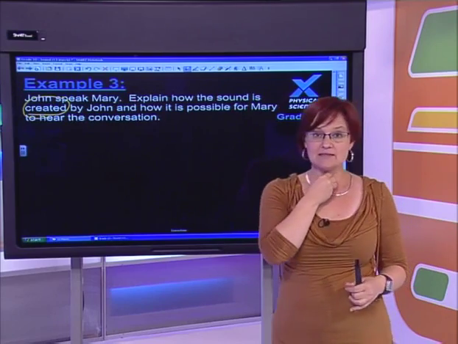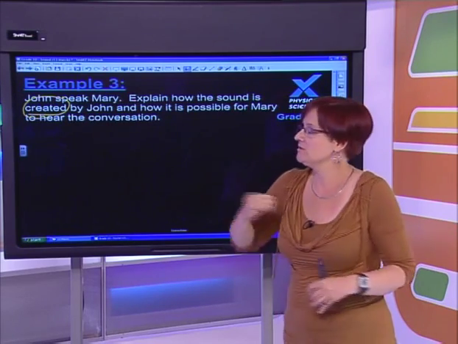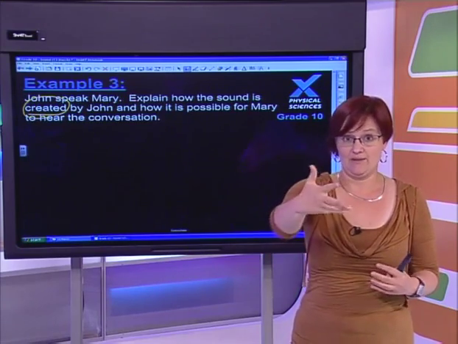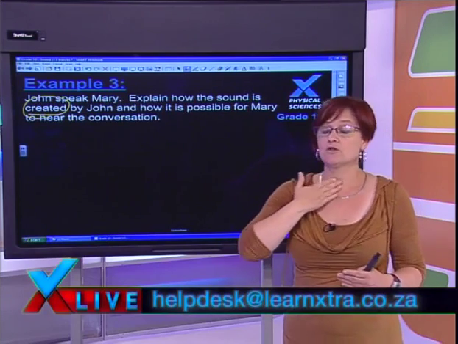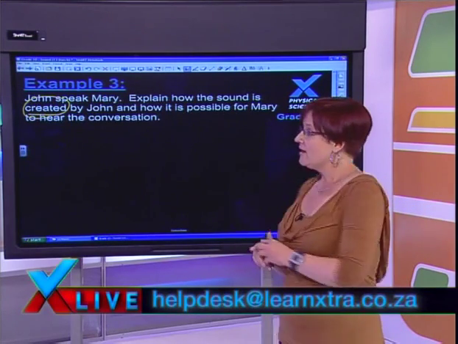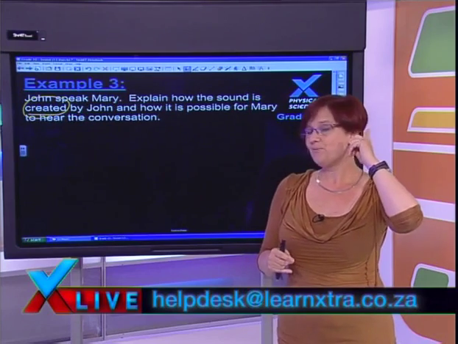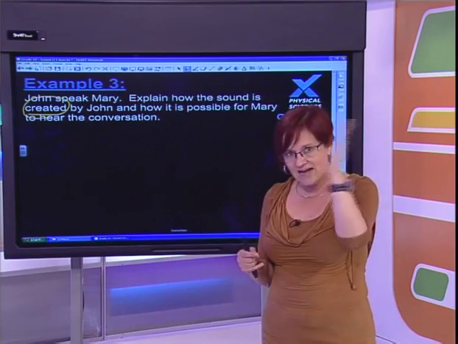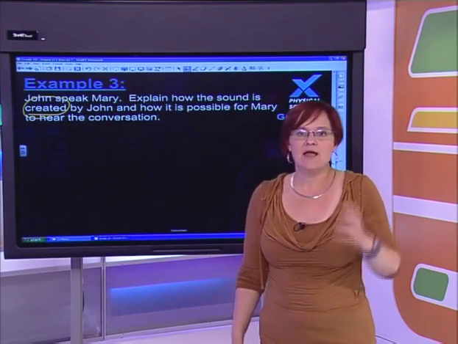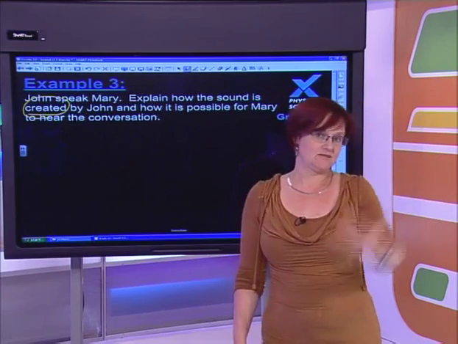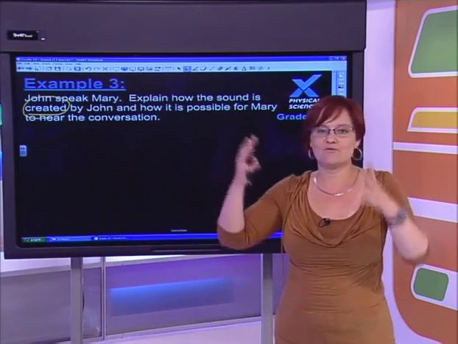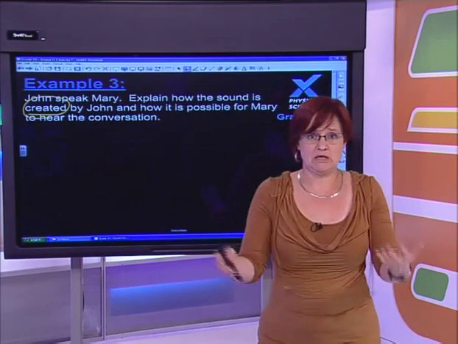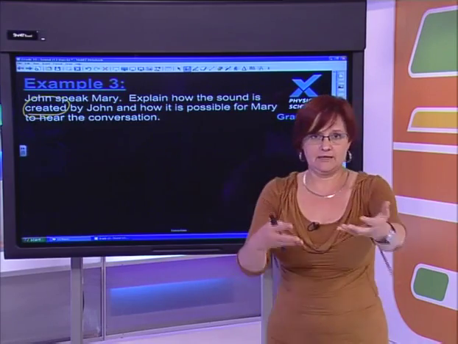So John creates the sound by the vibration of his vocal cords. That, when he speaks it, causes the air around him to vibrate at the same frequency, because the vocal cords are the source. Then Mary's ears pick up the vibrations, and inside her ear, the eardrum vibrates at the same frequency, and that translates into the brain as sound, which your brain then converts into things that you understand, into words. Okay, that's of course if you speak the same language, like English right now.